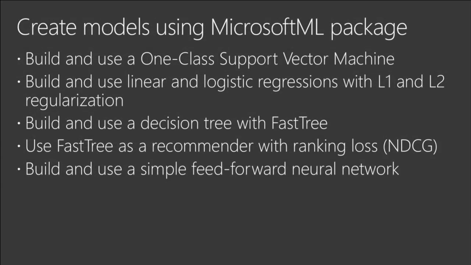Now, Microsoft ML had those feature hashing and things. It also has models. And honestly, these are probably the more important things in Microsoft ML, in my opinion. You have one class support vector machine for doing outlier detection, linear and logistic regressions that actually incorporate L1, L2 regularization, which is not incorporated in the RevoScaleR versions. There is a fast tree, which actually is really blazingly fast, to create decision trees. You can use that actually as a recommender. There's a bit of a link for that sort of thing. And then you can build feed-forward neural networks.